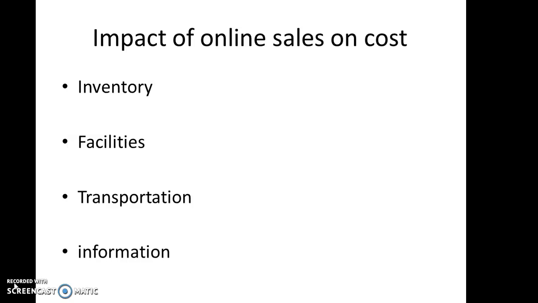The fourth one is information cost. The information infrastructure required for online sales is very much essential because in case of online sales, the product information or product promotion, product customization, placing the order, payment for the order, and order visibility, everything happens through online. So the information infrastructure plays a critical role here. So the information infrastructure cost is somewhat higher in case of online sales.